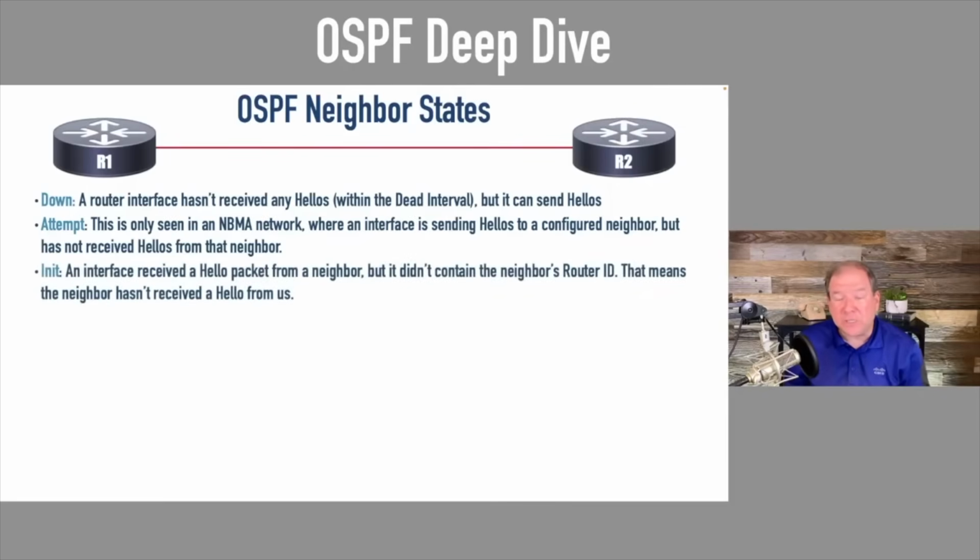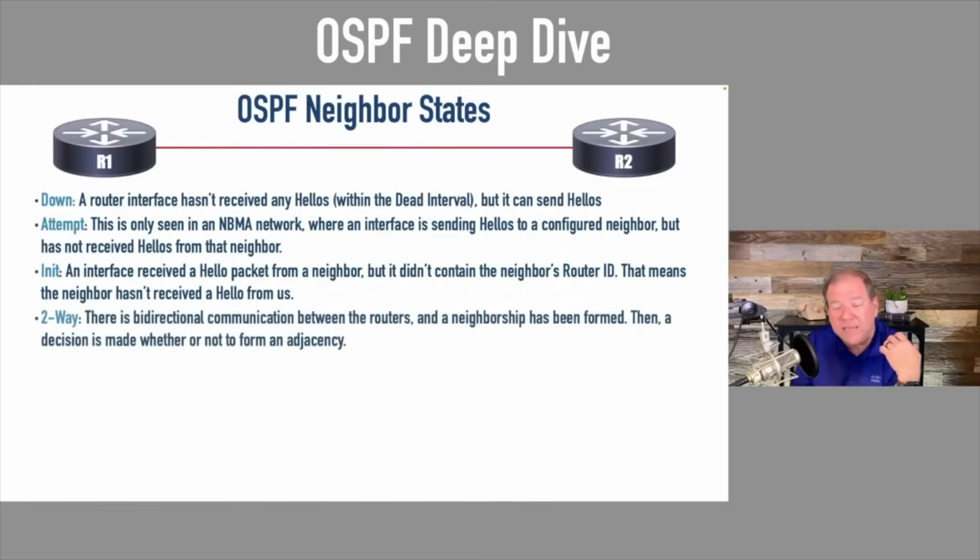Next is Init. Here, I did receive a hello from my neighbor. Yay, there's somebody out there that's talking to me, but as I look at their hello message, they're not giving me all the information. They're not including their router ID. What does that mean? If they sent me a hello message and they did not include their router ID, it means they've not heard a hello message from me yet. So maybe they were the aggressor. They sent the hello message first and I just haven't responded yet. That's what Init means. Somebody's got to be first, so Init's not a bad thing. It's not uncommon.